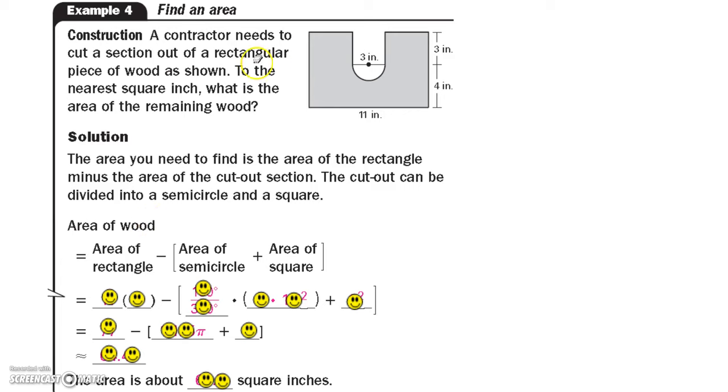A contractor needs to cut a section out of a rectangular piece of wood as shown. So we've got a rectangular piece of wood. To the nearest square inch, what is the area of the remaining wood? Okay, so we're going to cut a section out of the wood. What's the plan? What could we do here? What would you do?